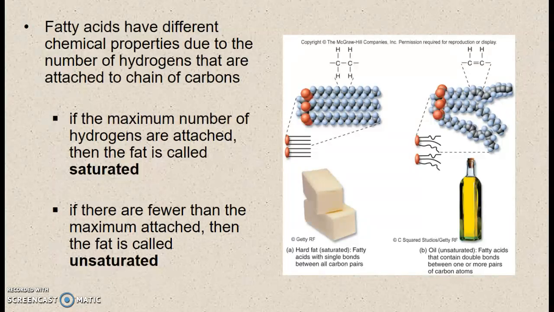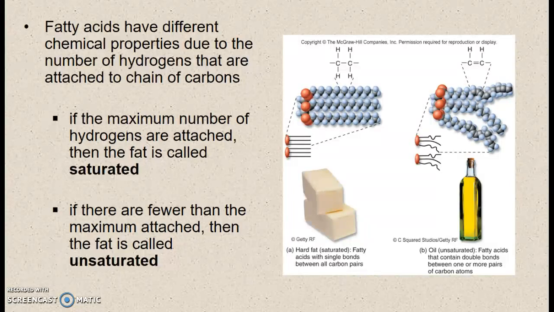A hydrocarbon chain, or a fatty acid, is made up of lots of carbons and hydrogens. It's a carbon attached to a carbon, attached to a carbon, attached to a carbon, and carbons can make 4 bonds. So in this type of straight chain in a saturated fat, each carbon atom in the middle of the chain is going to have 2 hydrogens connected to it. And that is known as a saturated fat because it has the maximum number of hydrogens.